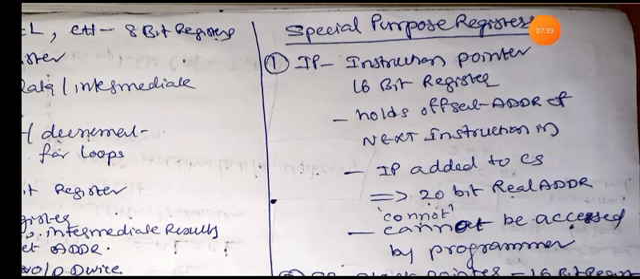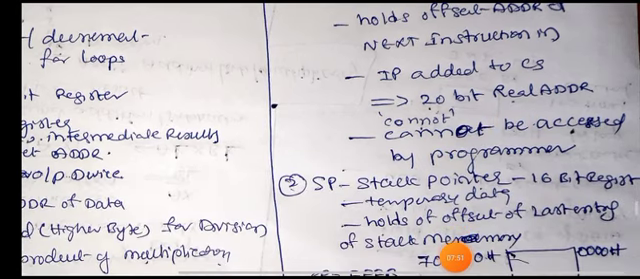Now coming to the special registers, special function registers. First one is the instruction pointer, IP. It is a 16-bit register. It holds the offset address of the next instruction within the code segment. IP is always added to the code segment register to get the 20-bit physical address of the instruction byte. It cannot be accessed by the programmer.